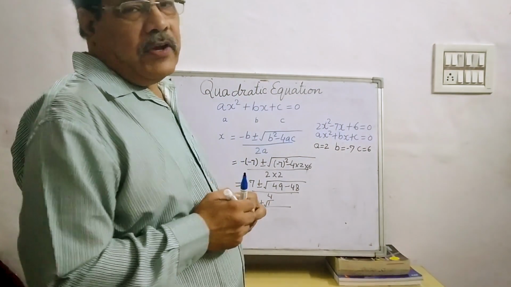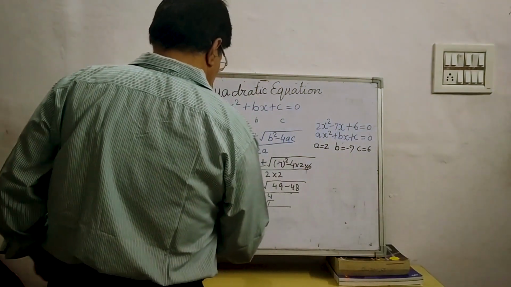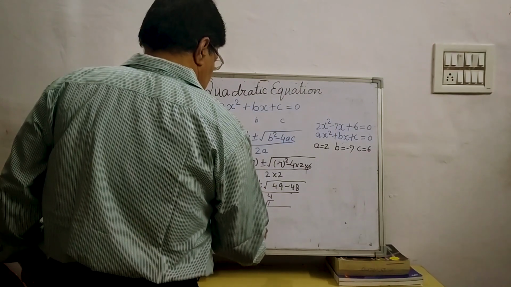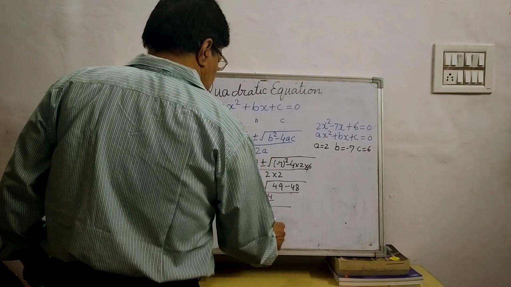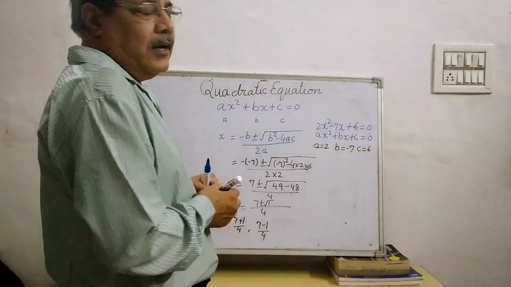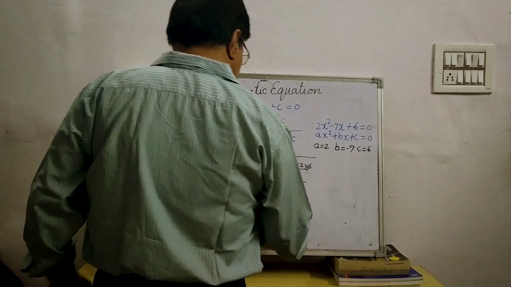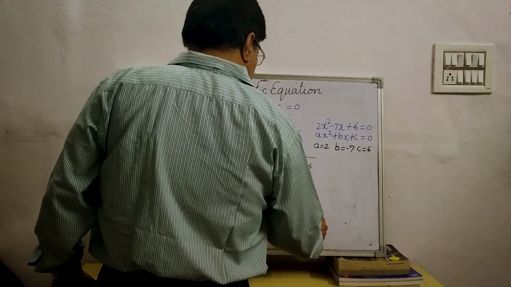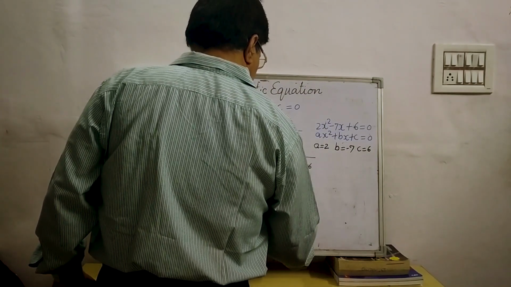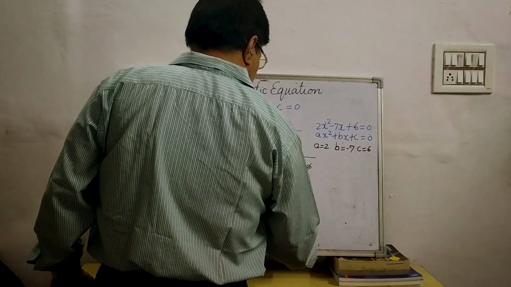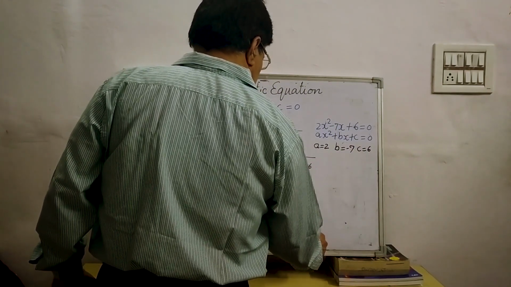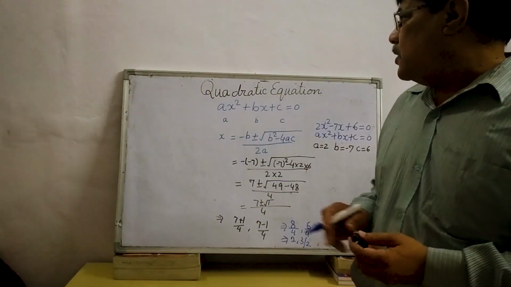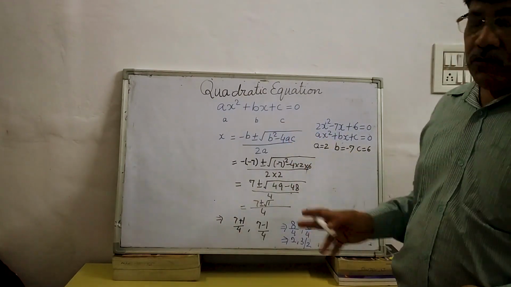So here two values of x are possible. The first value will be 7 plus 1 upon 4. The second value will be 7 minus 1 upon 4. Clear? Now further simplify it. You will get 8 upon 4 and 6 upon 4. This is 2, and this is 3 by 2. So these are the two possible values of x. Clear? This is how you will utilize the formula for solving it.